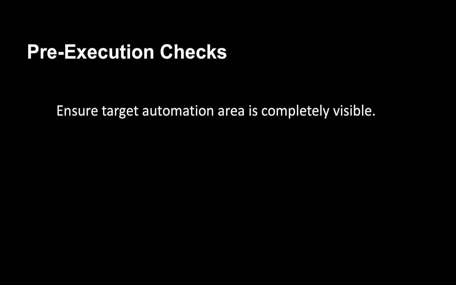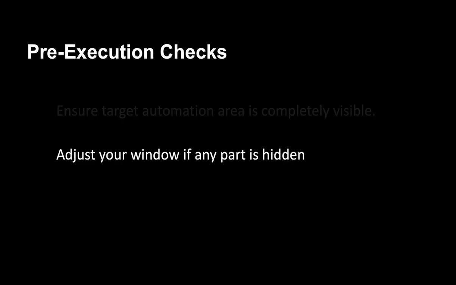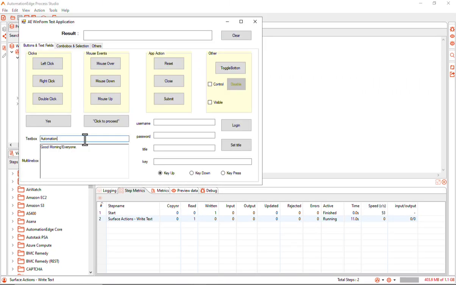As a pre-execution check, ensure your automation target area is completely visible. Adjust your window if any part is hidden. Hidden elements can cause automation failures. Execute the workflow. Watch and wait as Surface Actions replaces text in the text box with Automation, appends Edge, inserts at start Welcome to, replaces text in the multi-line text box with Morning, inserts at start Good, and appends Everyone. Watch as the workflow completes.